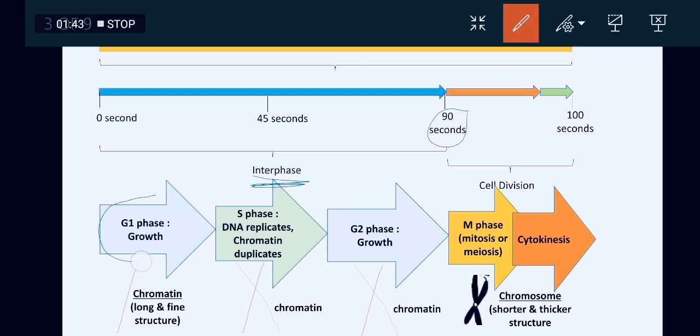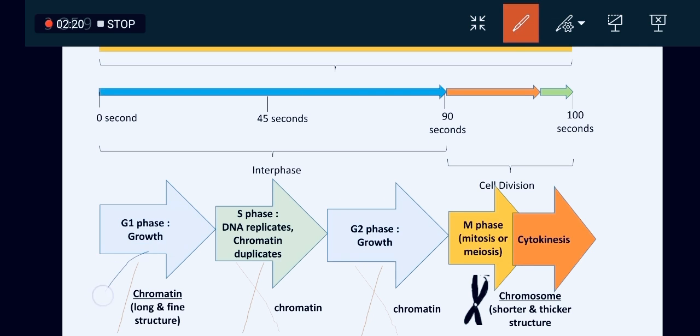G1 happens first. Growth. What does it mean? The cell grows and enlarges. It also multiplies the number of organelles and generates more energy. For what? Preparation for cell division, because cell division needs a lot of energy, a lot of protein, and enzymes will be involved.